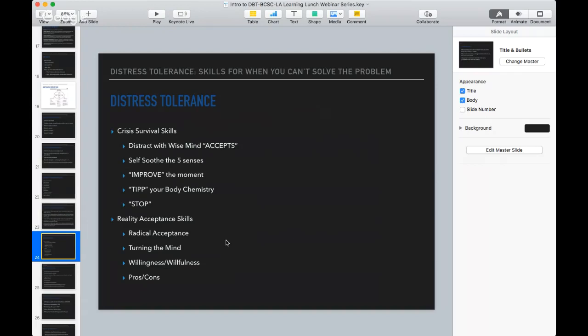So the ACCEPTS skills are about distraction. They say when you are in a crisis and you cannot solve the problem, and it's more effective to just get away from it for the moment, use the distract skill. The A stands for activities, so distract yourself with other activities. The C stands for contribute, so distract yourself by contributing or doing something nice for other people. Each of these letters stands for something. The P is push away, so that means just put the problem aside for the moment, block it out of your head, leave it for the moment.